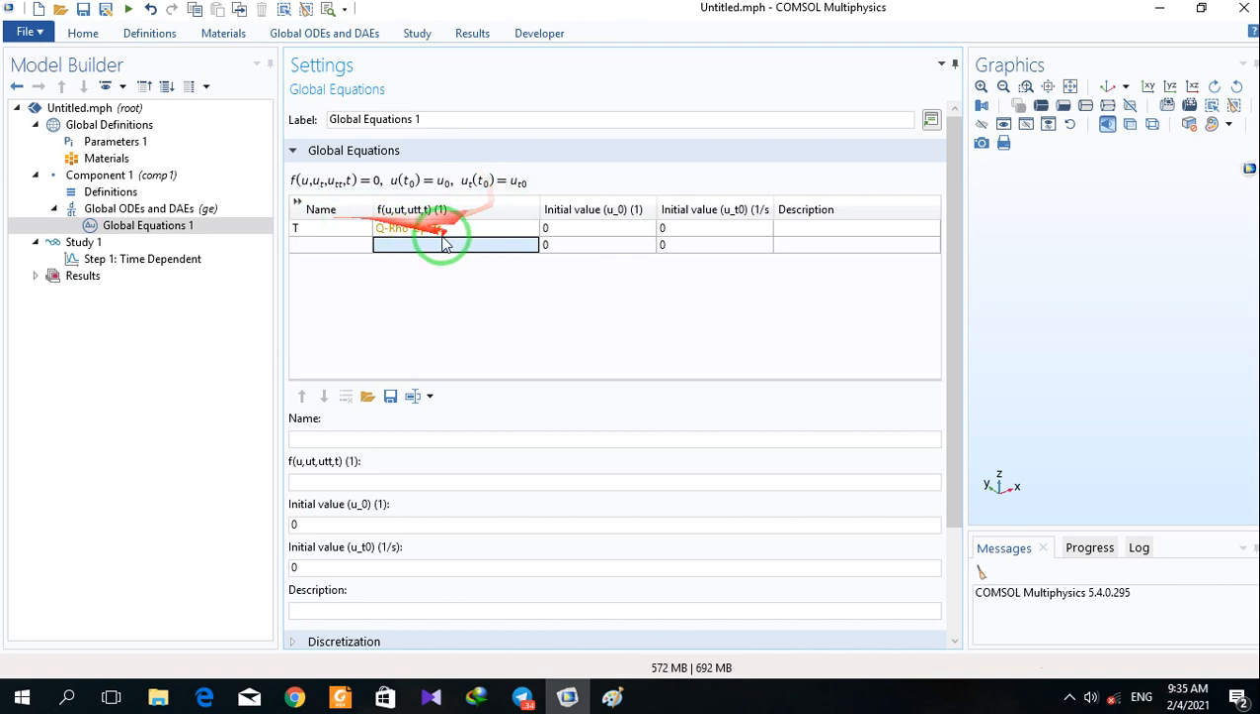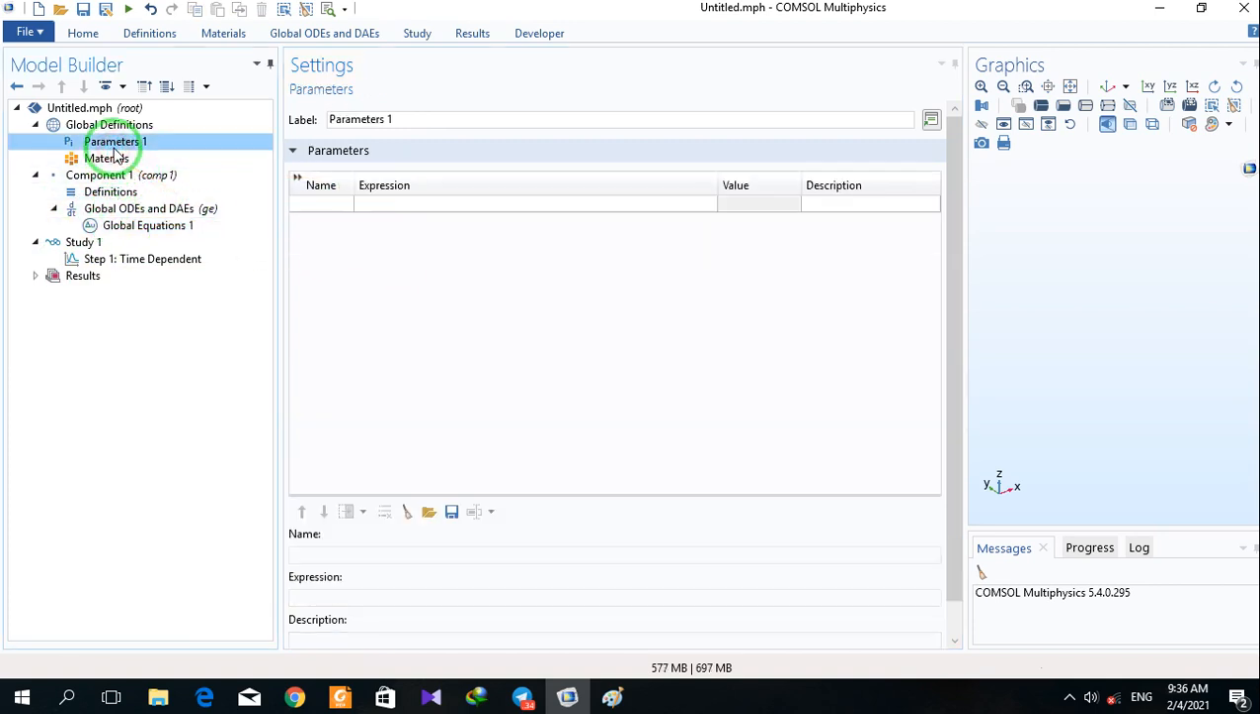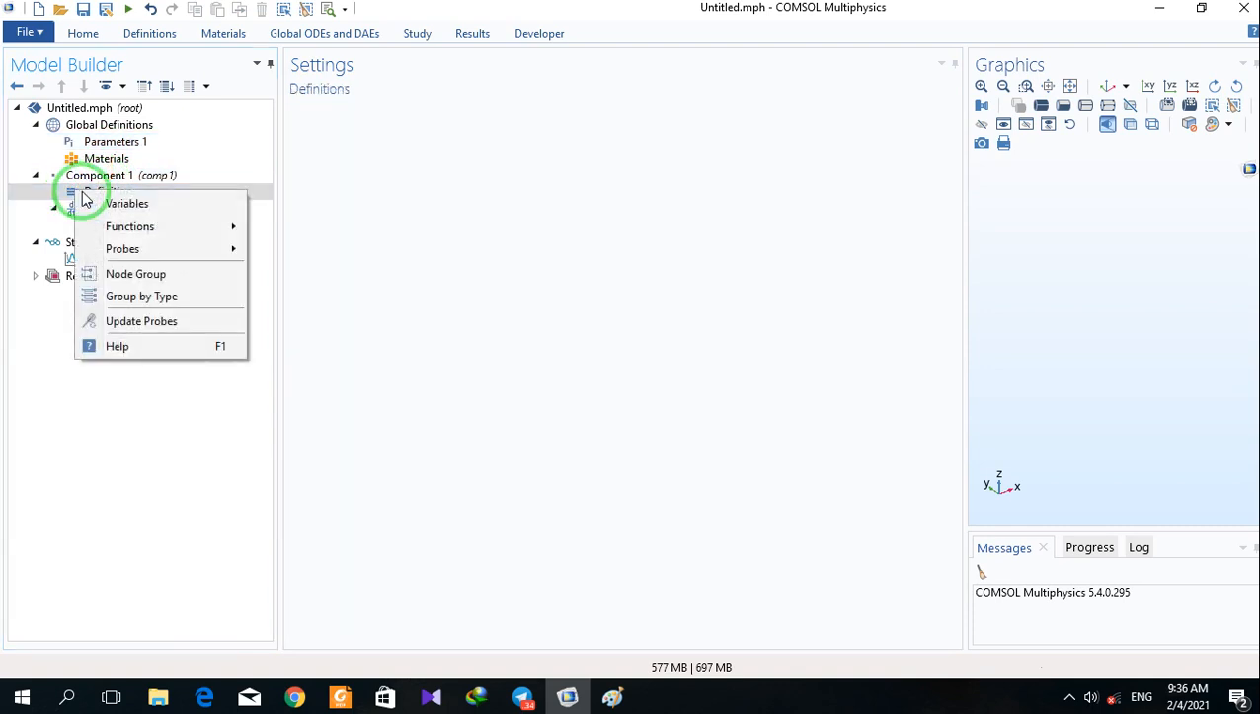Okay, so I have written this equation here, and when I put my mouse here, it says unknown variable Q, because I must define what is rho, what is Q, what is Cp. I defined T here, and this T is time dependent, so the software knows this term, but not others. I can define these parameters here, and in the variable section here.